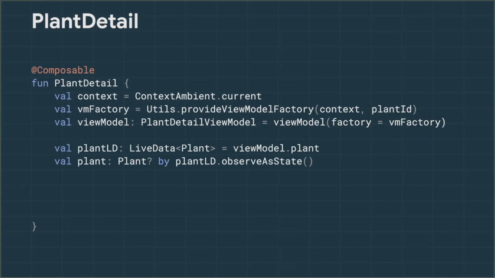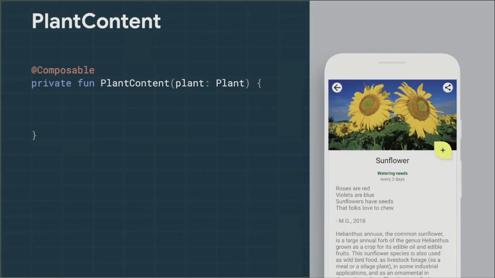There we go. And then we can observe that live data using observe as state, which turns a live data and represents its value as a state. Once the plant is available, once Room does all the calculations and grabs the plant from the database, the state will change, which will trigger a recompose, which then calls plant content. So let's go ahead and take a look at the plant content composable.